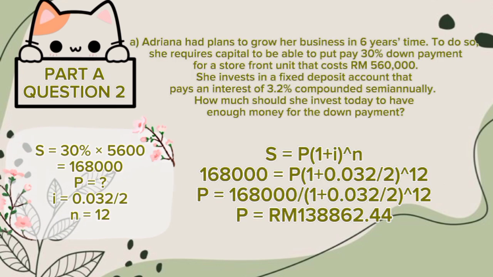For question 2, A. Ardiana had planned to grow her business in 6 years' time. To do so, she requires capital to be able to pay 30% down payment for a storefront unit that costs $560,000. She invests in a fixed deposit account that pays an interest of 3.2% compounded semi-annually. How much should she invest today to have enough money for the down payment?